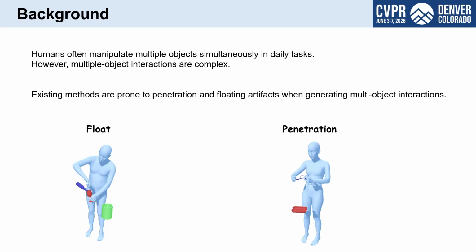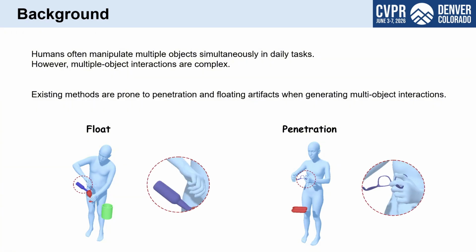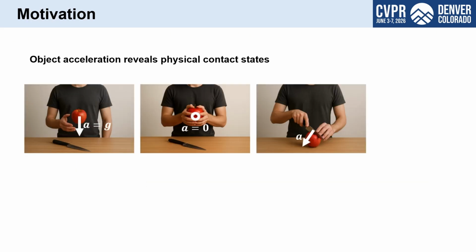Humans often manipulate multiple objects in daily life, which makes multi-object interactions inherently complex. Existing methods for generating these interactions often produce unrealistic artifacts. Two common issues are penetration and float. In addition, high-level action goals from instructions can conflict with the detailed hand motions required for physical plausibility, making it challenging to generate realistic human-object interactions.